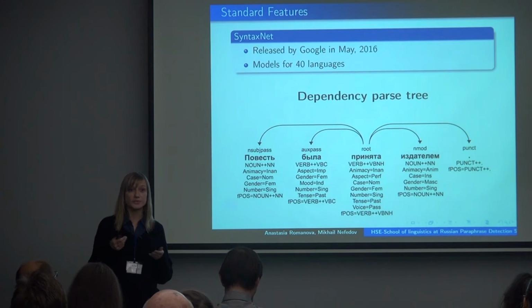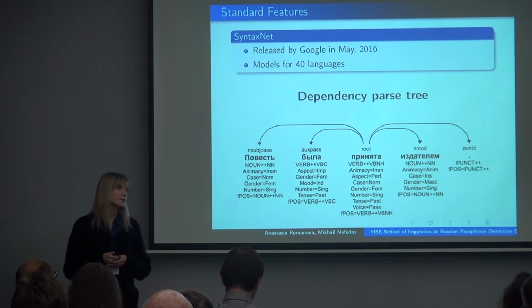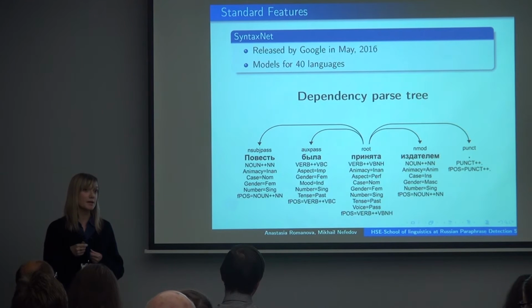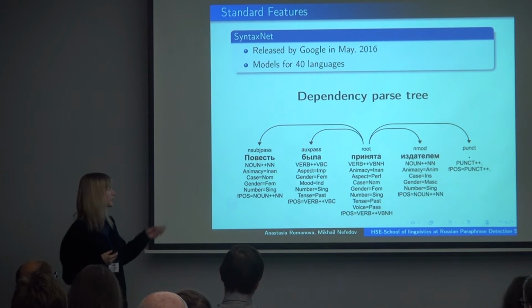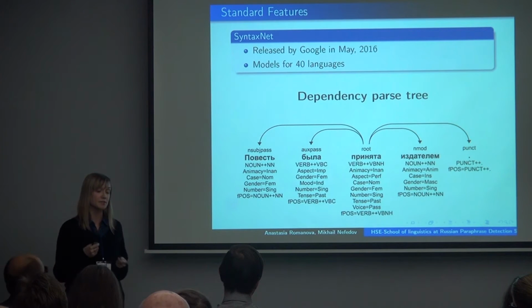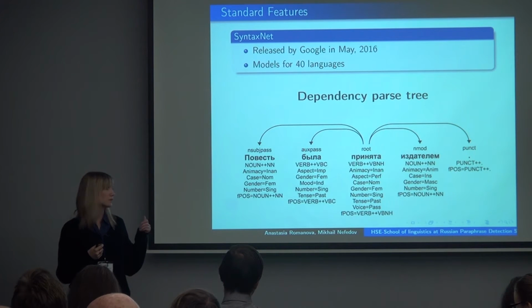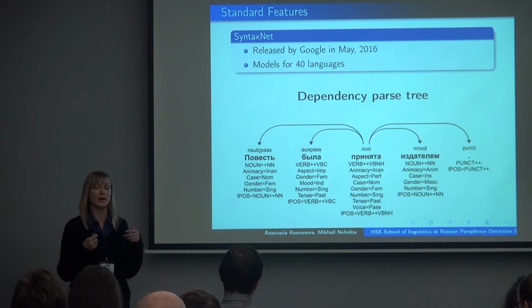And I'll explain how this system works. As an input, the system takes a sentence. It tags each word with a part of speech tag that describes the word's syntactic function. It also determines, as you can see on the screen, the syntactic relationships between words and represents it in a dependency parse tree.